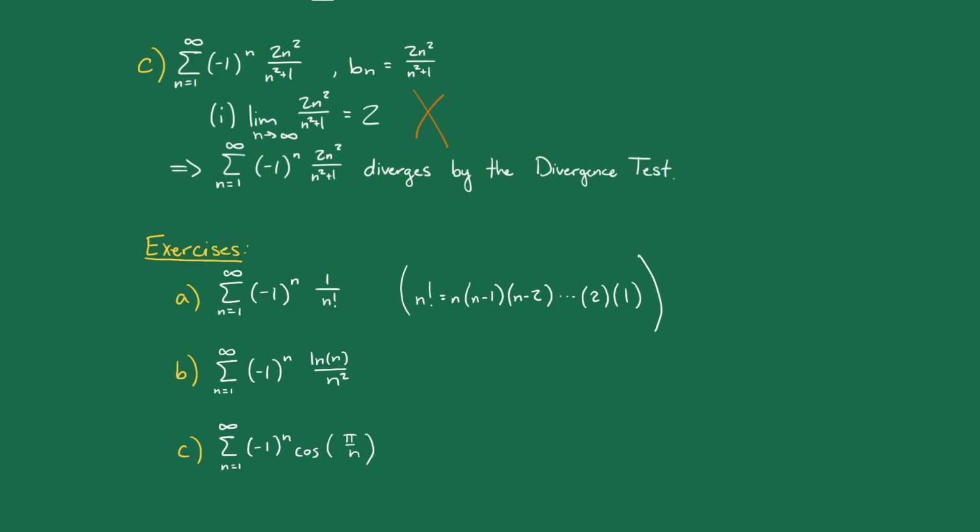Remember, the important part is the process of showing whether or not a series converges, not the final answer. So, I'll tell you that the first two series converge, and the last series diverges. And now it's your job to prove it.